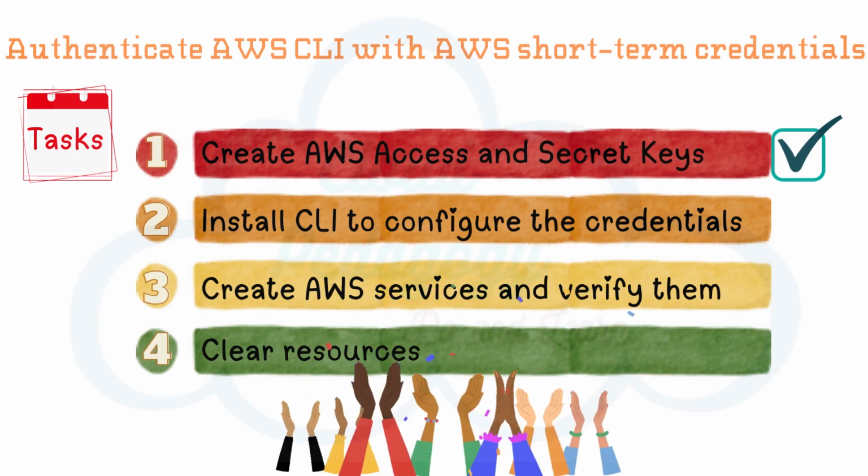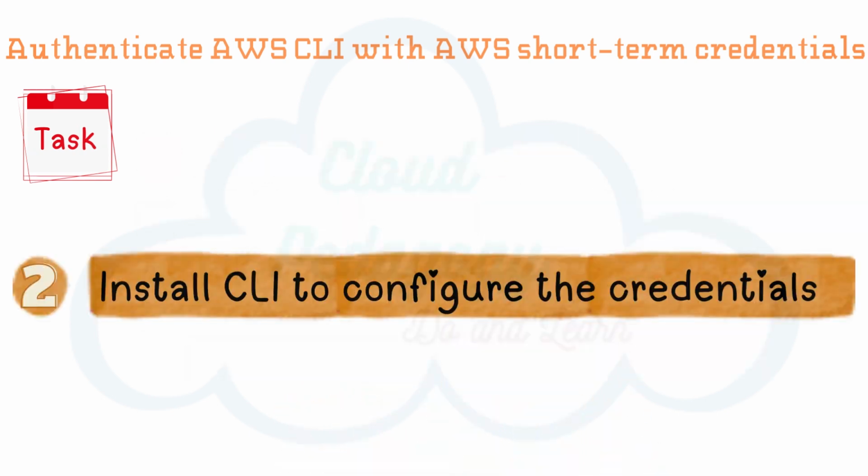Congratulations, you have successfully created your credentials. In task 2, we will install AWS CLI and configure these credentials. Now that we have created the credentials, it's time to use them. First, you will configure the AWS command line interface.